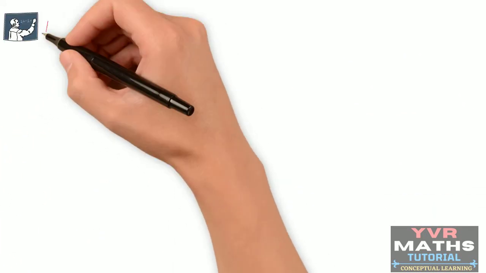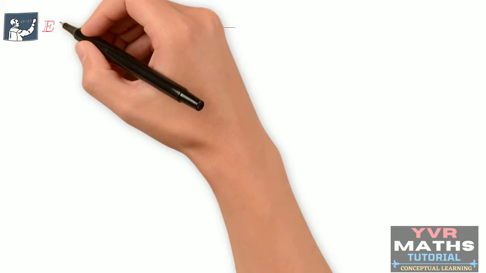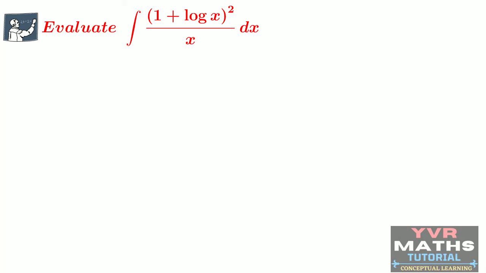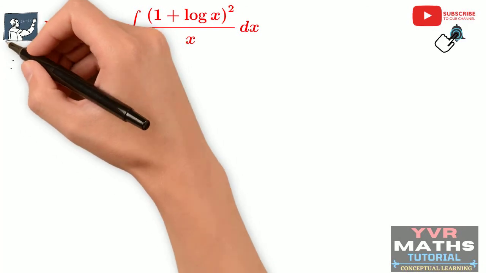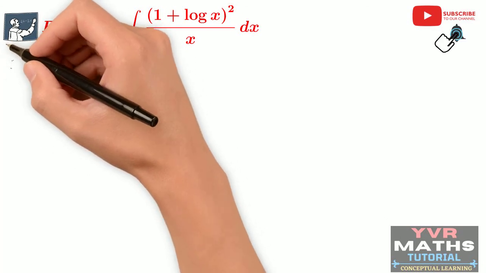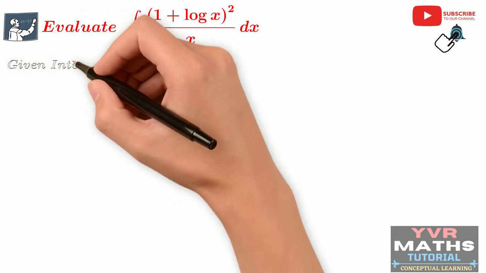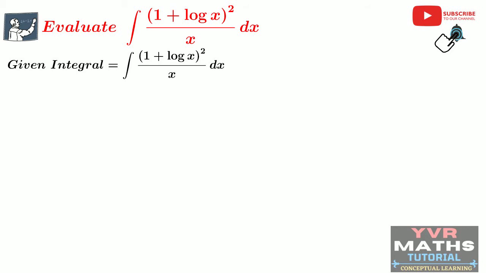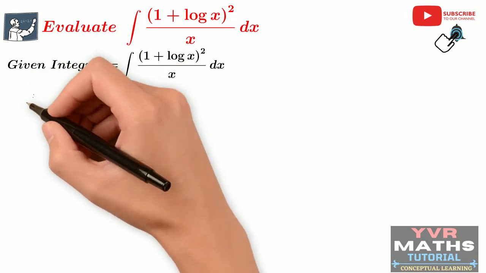See here, evaluate the integral of (1 plus log x) whole square by x dx. Let us discuss the solution of this one. Given integral is equal to integral (1 plus log x) whole square by x dx. Now, in the given integrand, we have two functions, one in the numerator and another in the denominator. I am going to take (1 plus log x) whole square as one combination and the other function 1 by x as another combination.